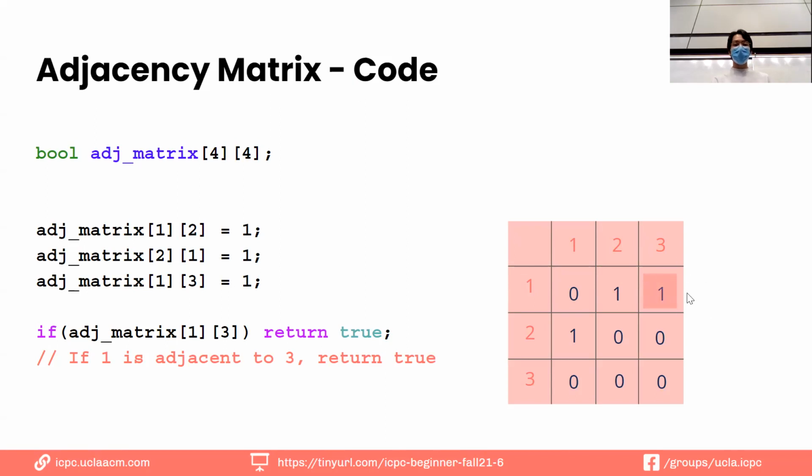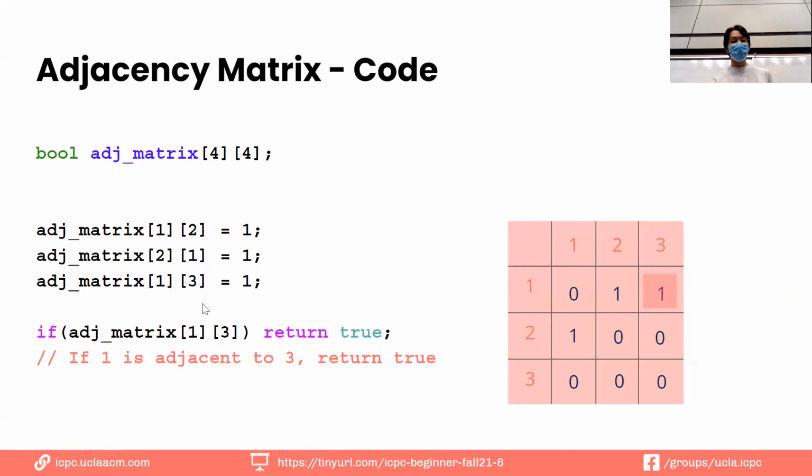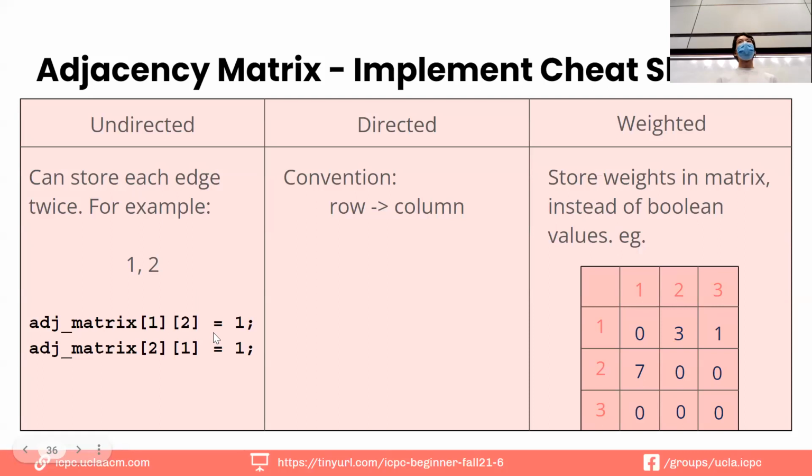Okay, so we just check right here. So this is an implementation cheat sheet. Same as the adjacency list, for undirected graphs, we have to store each edge twice. For directed graphs, we only need to store it once. And by convention, normally you go from the row to the column. So if you want to set an edge from 1 to 3, you access 1 first and then 3. You could do whatever you want as long as you're consistent.